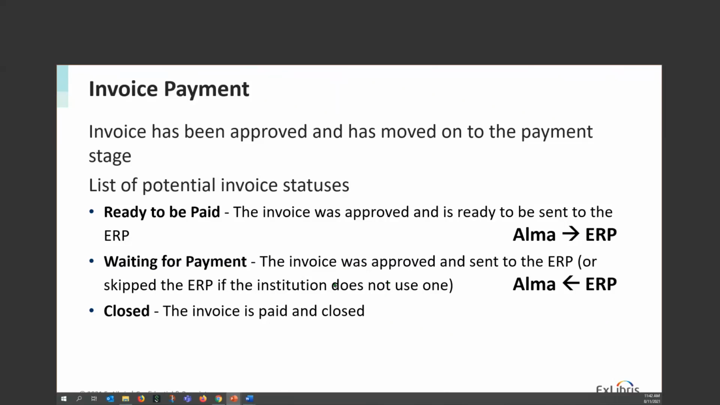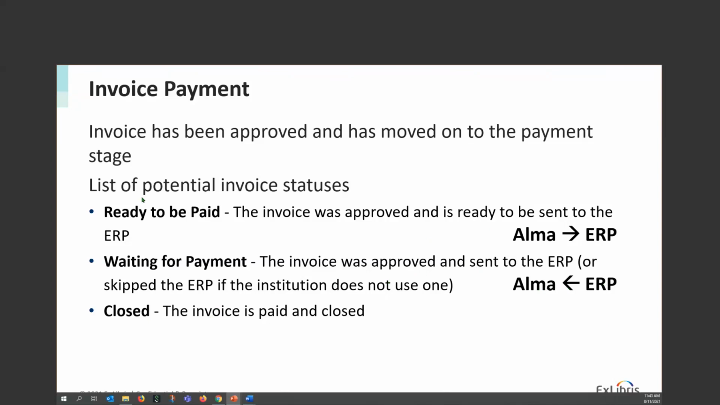If you get that notification back from your business office that says, hey, the invoice has been sent there and you get some voucher number back, that would be the ERP communicating data back to Alma. And then there's closed. The invoice is paid and closed. There's no more activity on it.